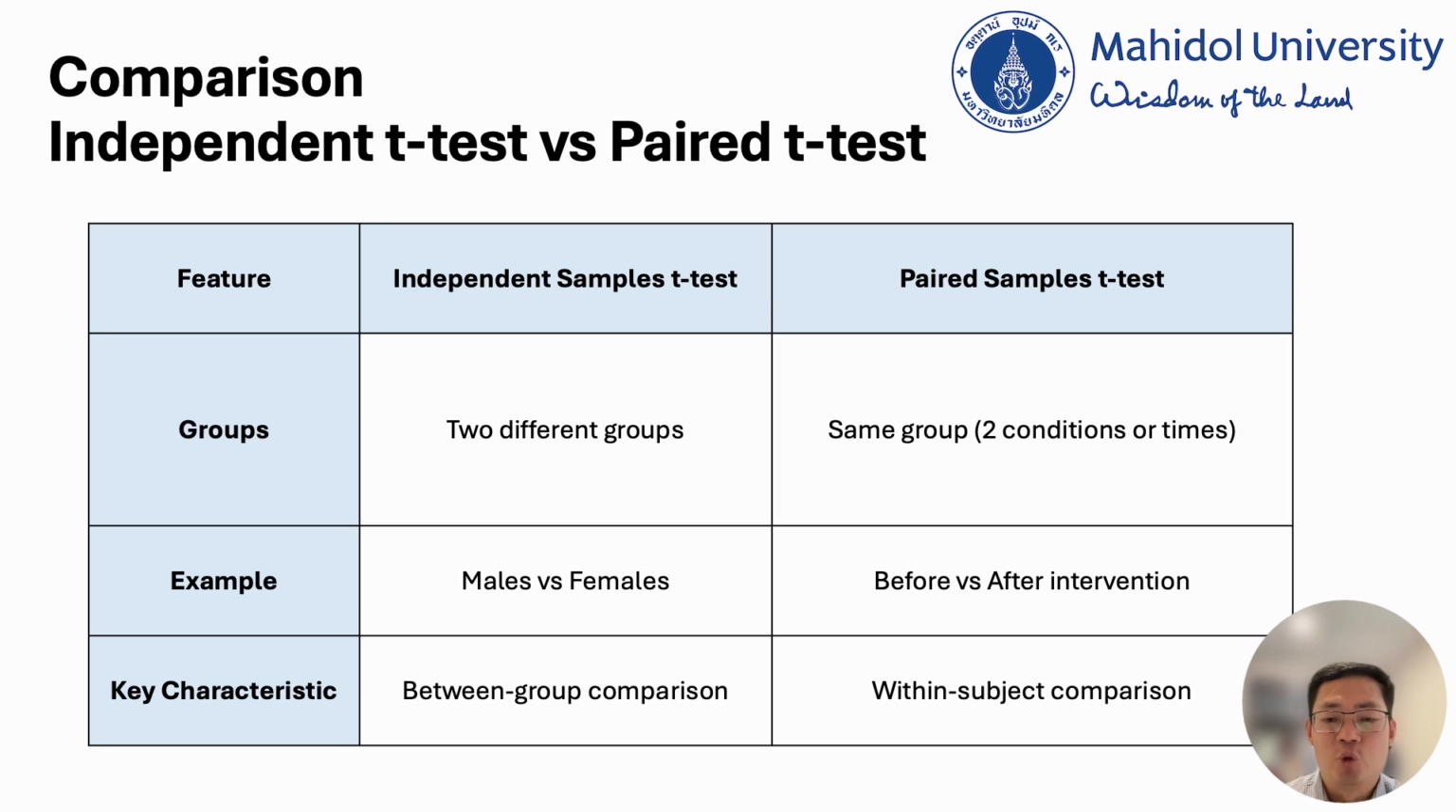Here is a visual to help you compare the two types of t-tests. Independent samples t-test compares two different groups, like males and females. In contrast, paired samples t-test is used when we measure the same group twice, like before and after a training. This helps clarify which test should be used based on your own study design.